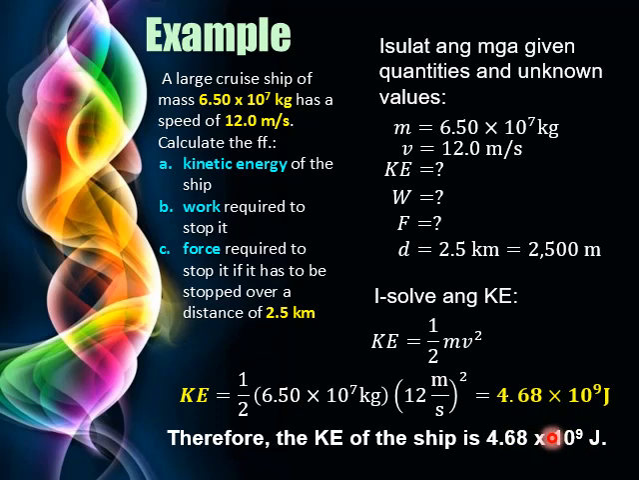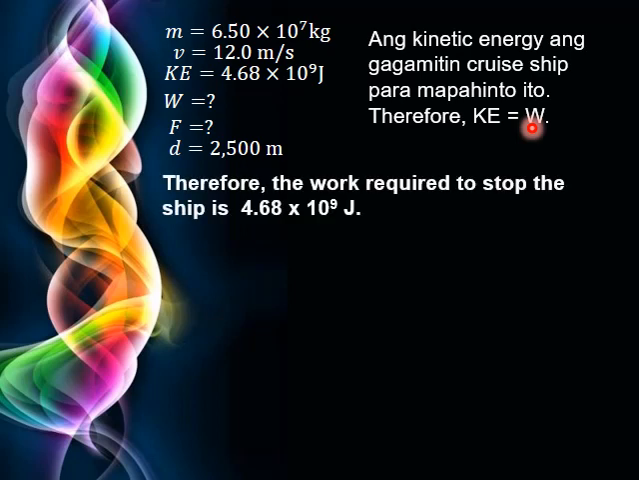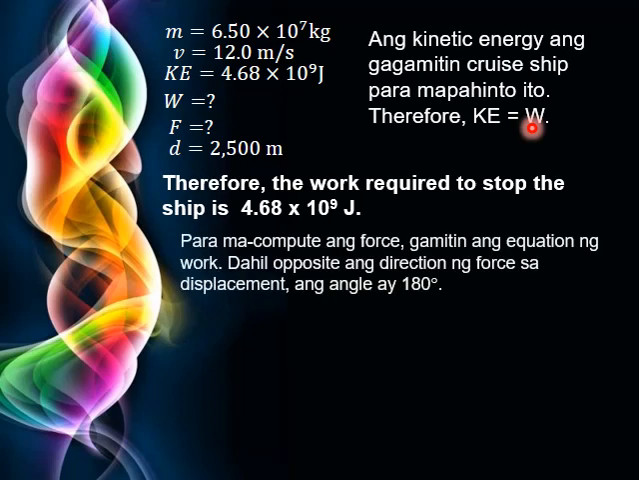Now, remember earlier, we discussed that energy is the capacity to do work. Given that scenario, we now know that the kinetic energy is equal to the work we need to stop the ship. Therefore, the work required to stop the ship is also 4.68 times 10 to the 9th joules. So, this time, to compute the force, we use the equation of work. Because the direction of the force is opposite to the displacement, our angle is 180.